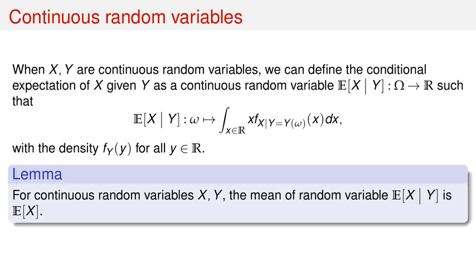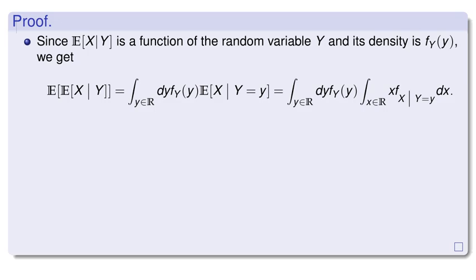And the corresponding lemma, the law of total expectation for continuous Y. For continuous random variables X and Y, the mean of the random variable expectation of X given Y is the expectation of X. Let's look at the proof. Since expectation of X given Y is a function of the random variable Y, and Y has density f_Y, the expectation of expectation of X given Y is the integral over y in R of the value expectation of X given Y equals y, times the density f_Y(y) dy.